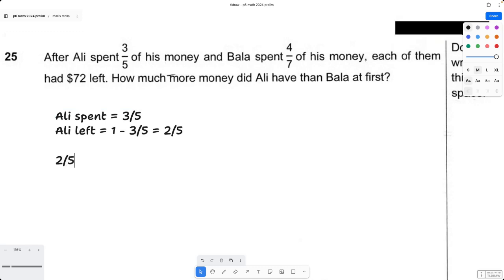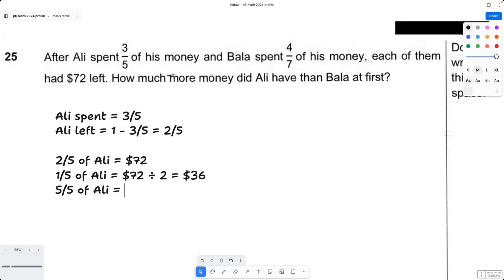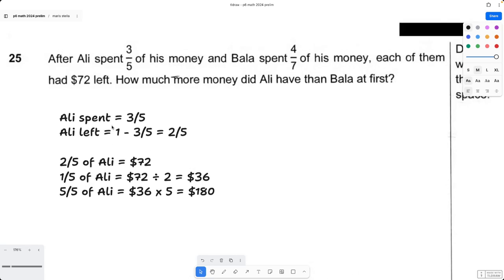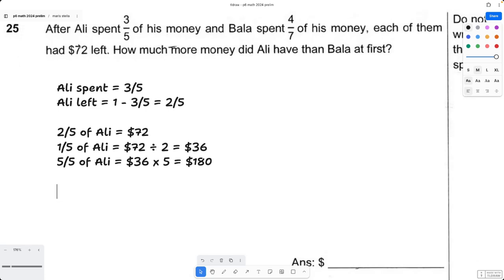Okay, so that means 2/5 of Ali is equal to $72. So 1/5 of Ali, let me just do this, is equal to $72 divided by 2, which is $36. So 5 out of 5 of Ali is equal to $36 times 5, which is $180. Okay, so now we've done Ali. Then next one, Bala spent 4 out of 7.